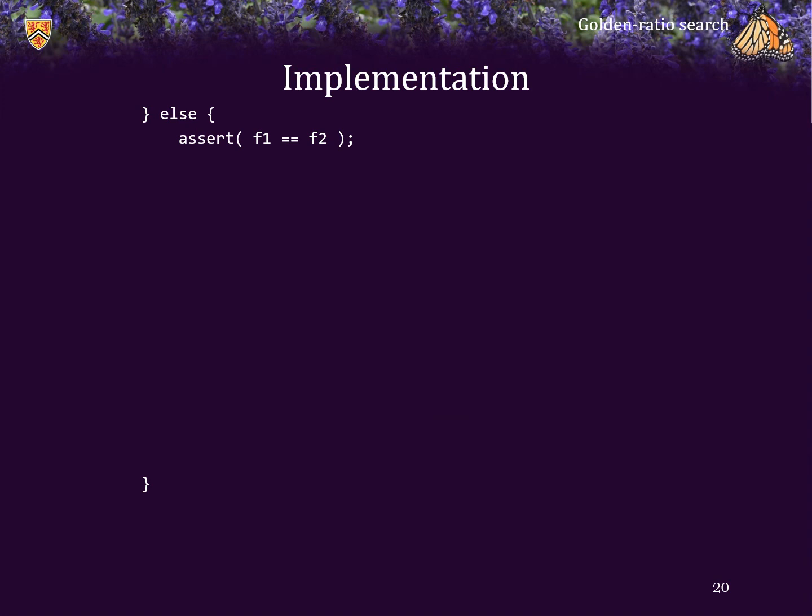The only other case is where f1 equals f2. Now, if the width is less than the epsilon step size, then we will return a pair where we estimate the minimum as being the average of the two interior points. We don't have any better estimate, so might as well give the midpoint.